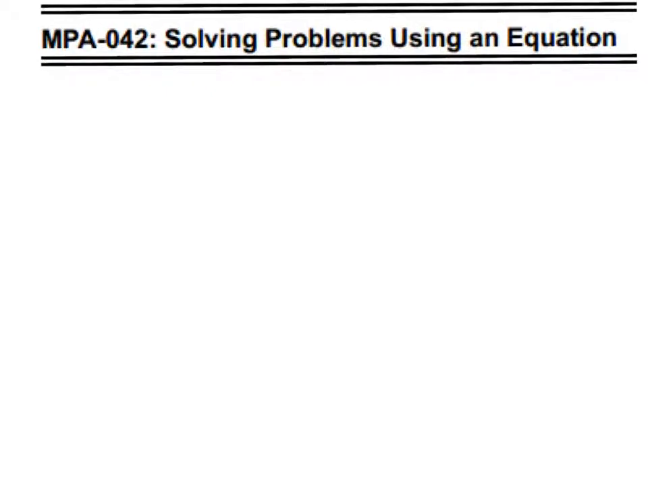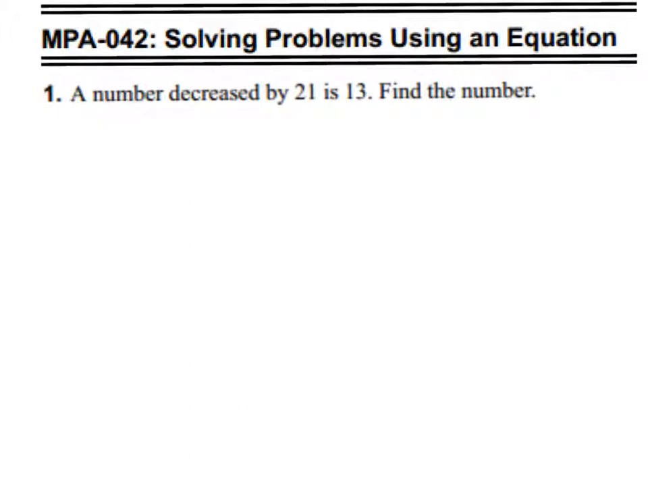In this section, we look at solving problems using an equation. We're supposed to write an equation and solve for the statement a number decreased by 21 is 13. When we decrease, we're getting smaller. So n minus 21 equals 13.